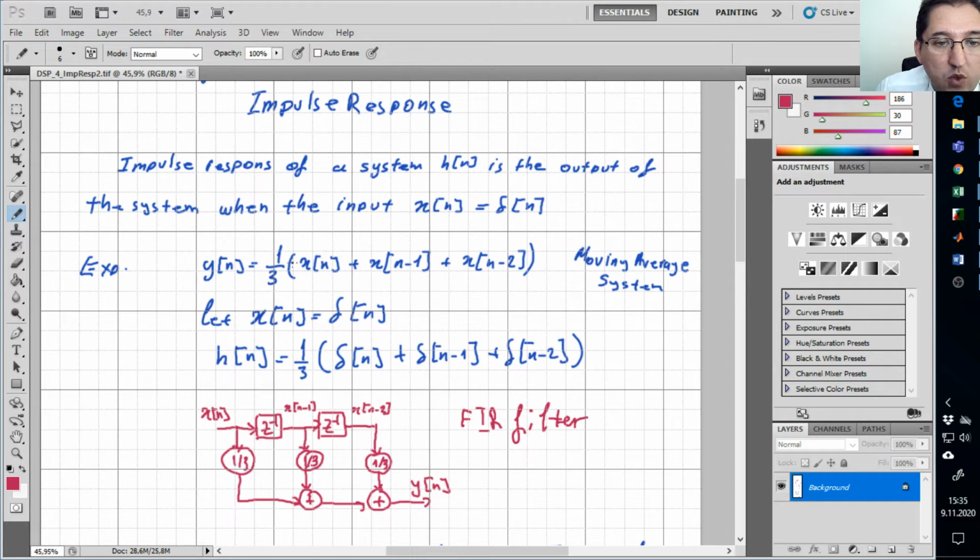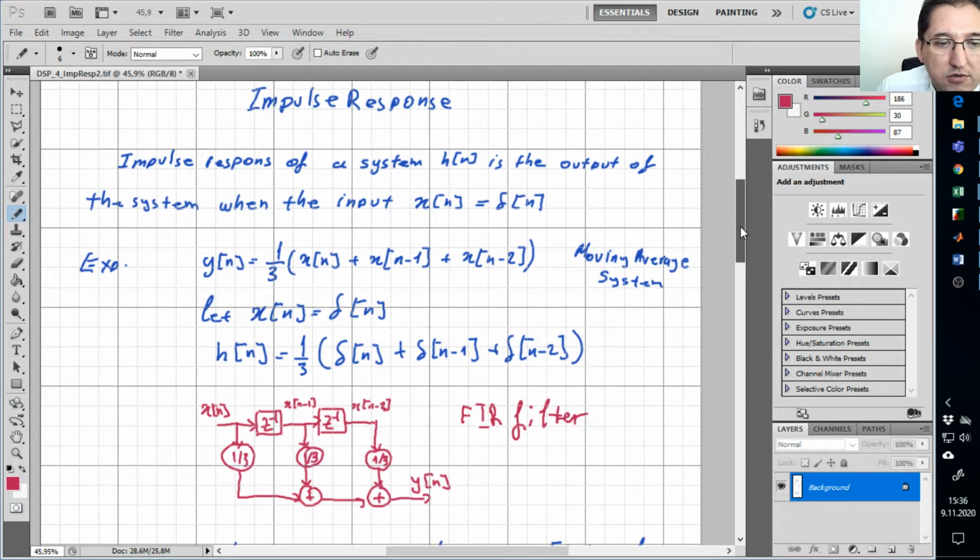As you can see, we put delta[n] for x[n], delta[n-1] for x[n-1], and delta[n-2] for x[n-2]. This is the output of the system when delta[n] is the input, and this is the impulse response.